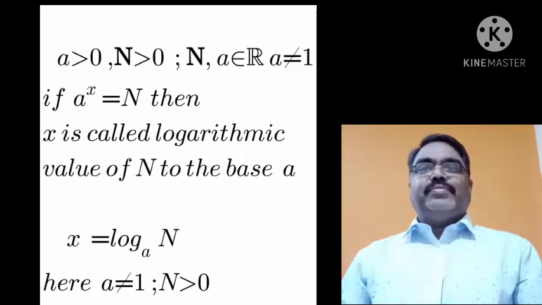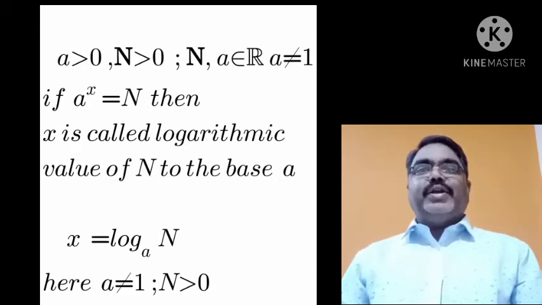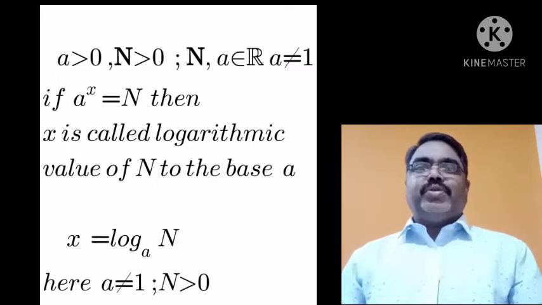So once again, understand the definition, children. a and n are positive real numbers. a is not equal to 1. When a is raised to the power x, which gives n, then x is said to be the logarithm of n to the base a. It is symbolically denoted by x is equal to log n to the base a and read as x is equal to logarithm of n to the base a.